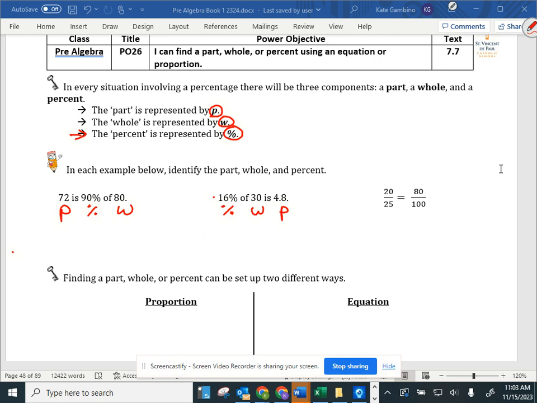80 over 100. Remember, 100 is that key. Percent literally means per 100. 80%. So this is our percent. 80 of 100 is the percent. Then Grace was right. The small number is our part. The big number is our whole. So that would be 20. Sorry. 20 is 80% of 25.